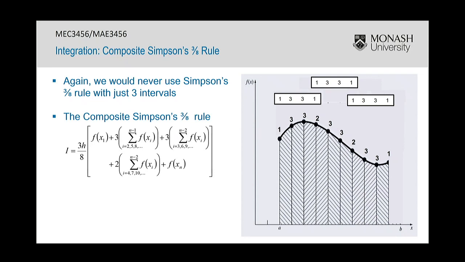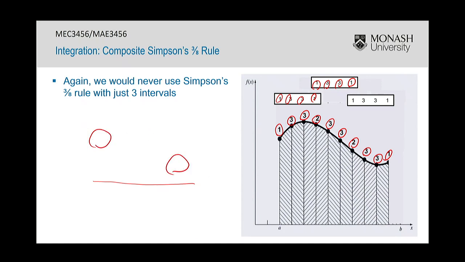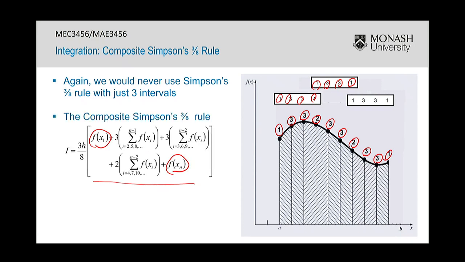The composite Simpson's 3/8 rule looks like this. It's a somewhat more complicated formula because now the 1, 3, 3, 1 added to the 1, 3, 3, 1 gives a sequence that looks like 1, 3, 3, 2, 3, 3, 2, 3, 3, 1. So we have the first point and the last point contribute just with a single multiplier. The points at indices 2, 5, and 8, 3, 6, and 9 contribute with a 3, and these other points with indices 4, 7, 10 contribute with a 2.